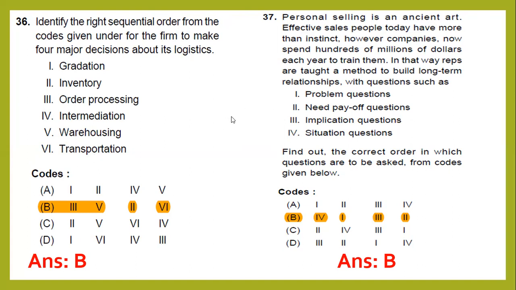37th question, personal selling is an ancient art. Effective salespeople today have more than instinct. However, companies now spend hundreds of millions of dollars each year to train them. In what way? It means representatives are taught a method to build long-term relationships with questions such as problem questions, need payoff questions, implication questions, situation questions. So the correct option is B. So situation questions, problem questions, implication questions, and next one is need payoff questions. So this is the order to be followed. So therefore 37th question answer is B.